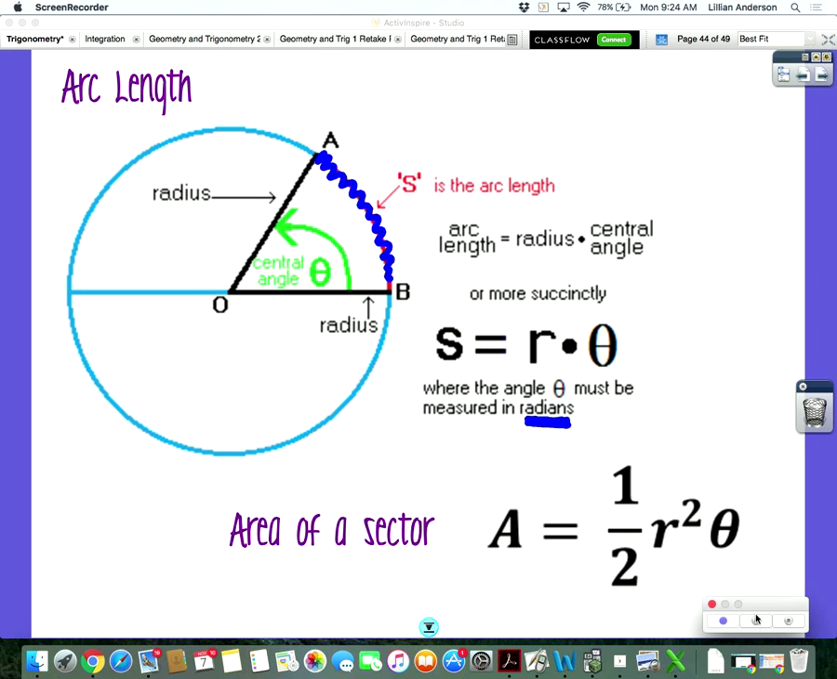So say you're trying to find a triangle that's inside of a circle. When you use something like the law of cosines, if they give you the angle in radians, make sure you're in radian mode. If they give you the angle in degrees, make sure you're in degree mode.